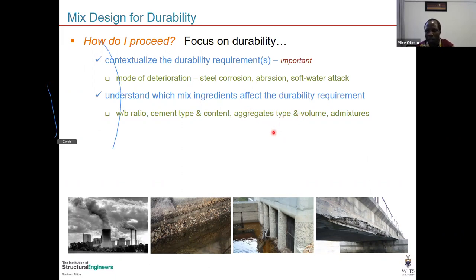For example, if we are thinking about, let's say, abrasion, we need to think about the type of aggregates in terms of how good these aggregates are. Then we also need to think about admixtures too. So we really need to think about the aspects that affect durability.